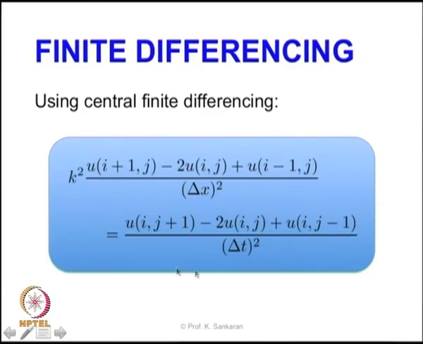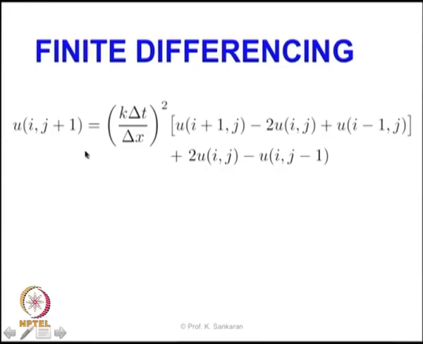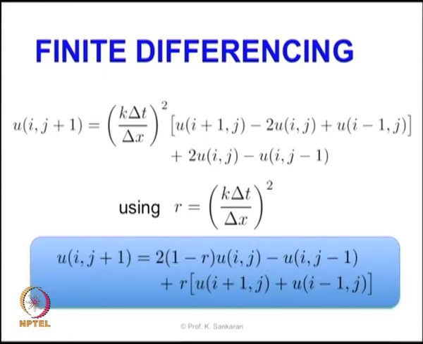Using this particular expression we can reorder the terms such that we bring u of i comma j plus 1 to the left hand side and write the other terms on the right hand side. What we get essentially is an expression for u of i comma j plus 1 equal to a certain value on the right hand side. This value totally depends on the value of u at time j or earlier terms. Remember j is the time coordinate. So if we substitute the value r for the term here, which is k delta t by delta x square, we get a compact form of writing u of i comma j plus 1 as a function given here.